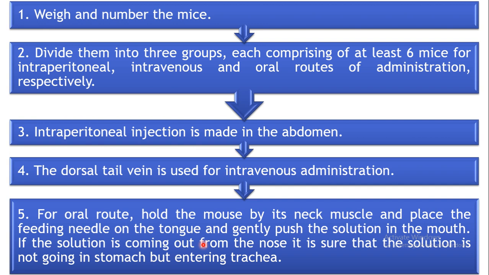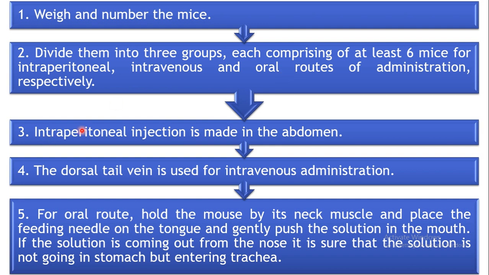Now coming to the procedure, the first step is to weigh and number the animals. We need mice weighing between 20 to 25 grams. You need to confirm the weight, whether it is lying within the appropriate range, number these animals and divide them into 3 groups, each consisting of at least 6 mice. We need 3 groups: one for intraperitoneal administration, second for intravenous administration, and the third for oral administration of the same drug. So the same drug is administered by 3 different routes.